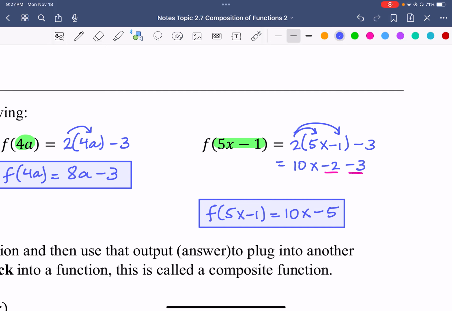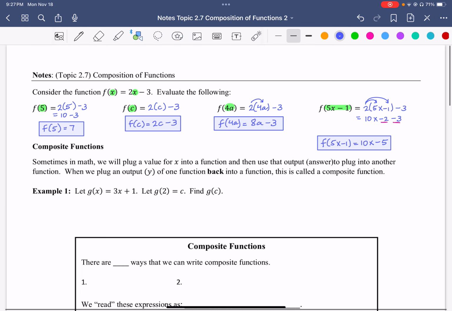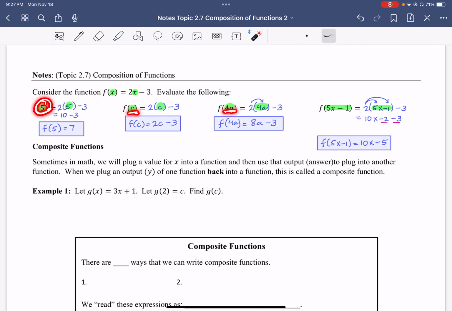Okay, so that wasn't too bad. So basically, all we did again was everywhere that there was an x, I replaced it with the expression that was inside of the parentheses. And it could be something as simple as just a number, or a variable with a coefficient, or a binomial. Okay, so you can evaluate anything. And then if you're plugging in a number, you're going to get an answer that is a number. But if you have a variable, that variable is also going to appear in your final answer.